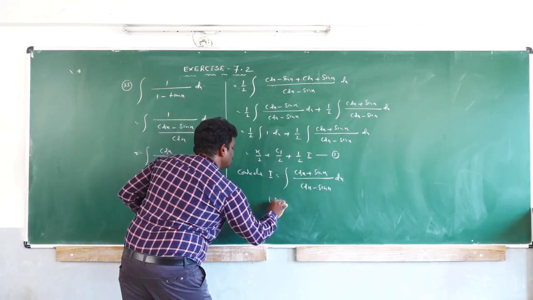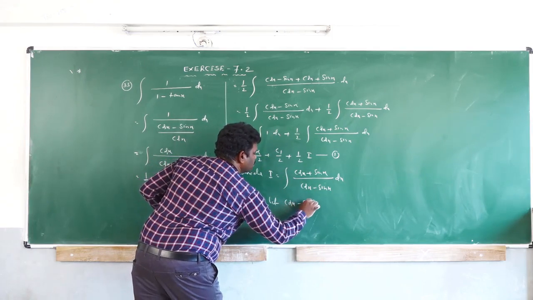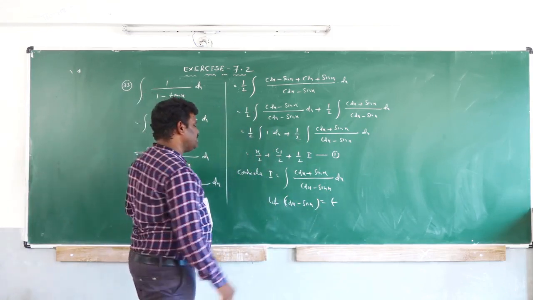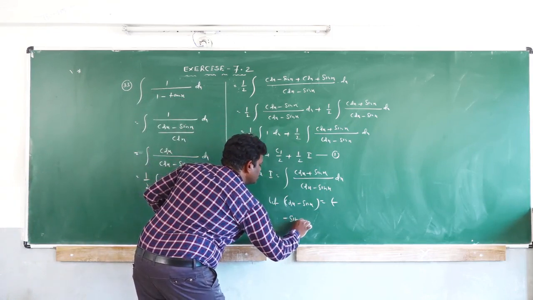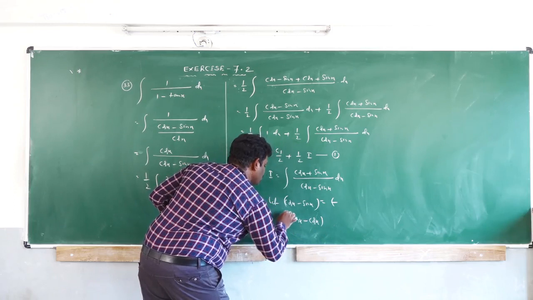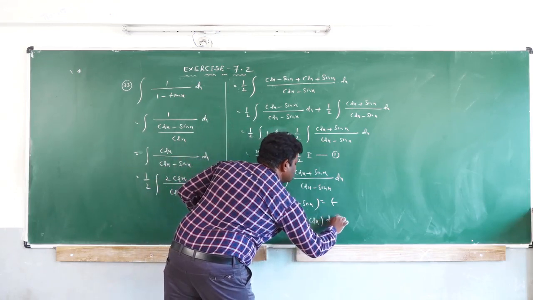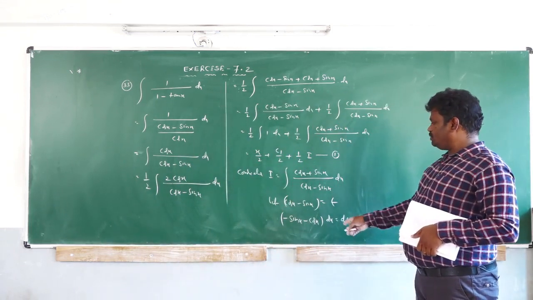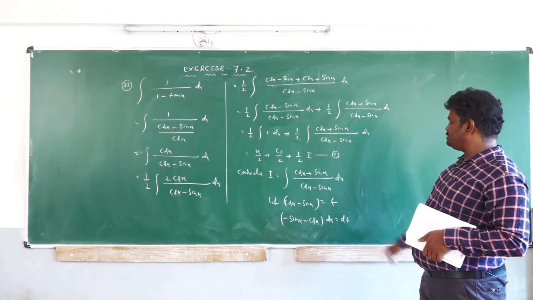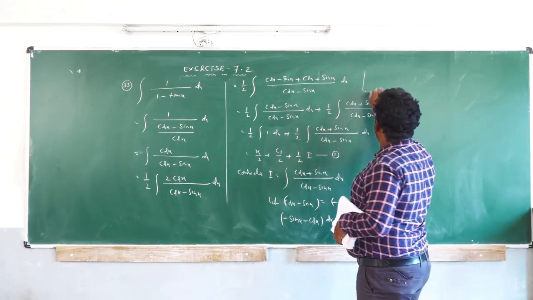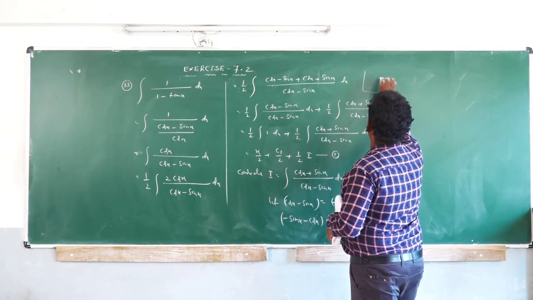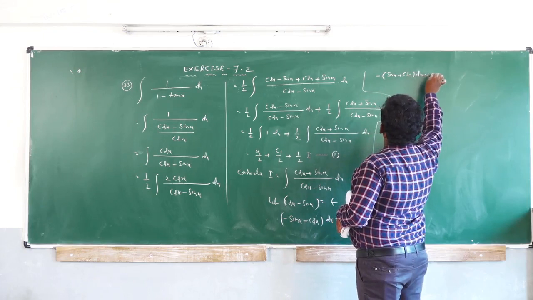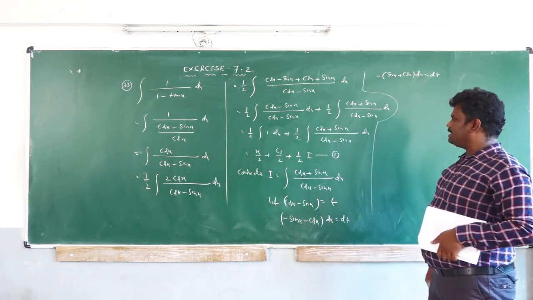Now here, substitution: let cos x minus sin x equal to t. Then the derivative of cos x minus sin x is minus sin x minus cos x, so minus sin x minus cos x dx is equal to dt. Otherwise, if you take minus common, it is minus of sin x plus cos x dx equal to dt. Okay?